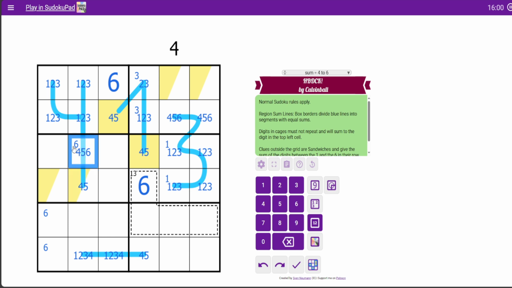So then this would need the 6. Yeah, that's right. Because 4 plus 5, that's only 9. And then 1, 2, 3, 4 is going to be 10 already. Yeah, this is the 6. Okay. That's going to be 6.